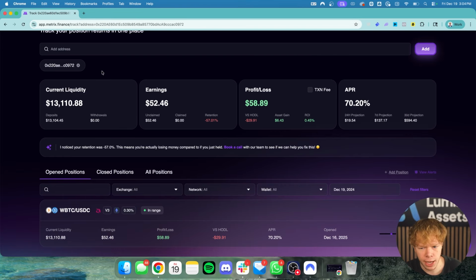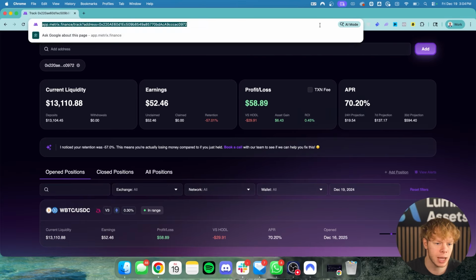And of course, you shouldn't allocate all your money to delta hedged LPs because there are going to be times where the market just tanks. And of course, your position does not perform. That's part of the game. That's going to happen. And that's why I'd recommend also having a balance with stablecoin positions as well.